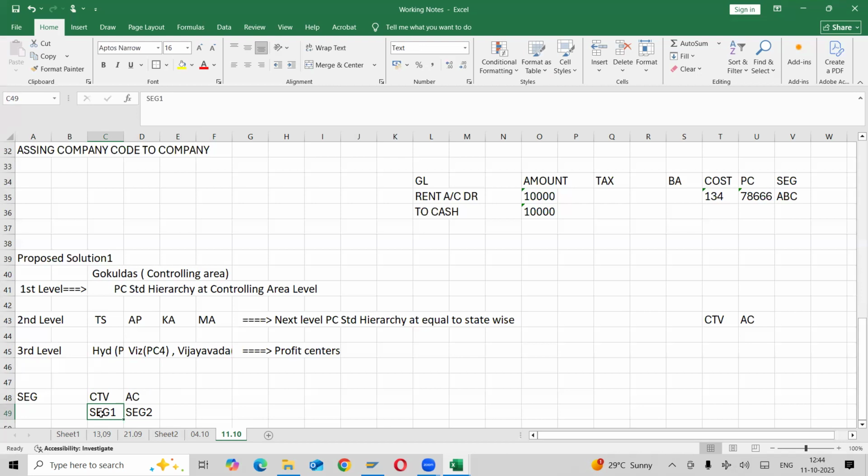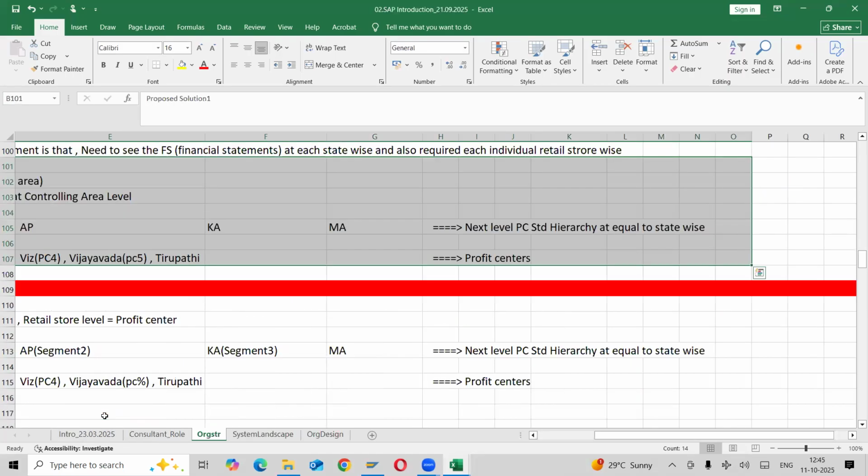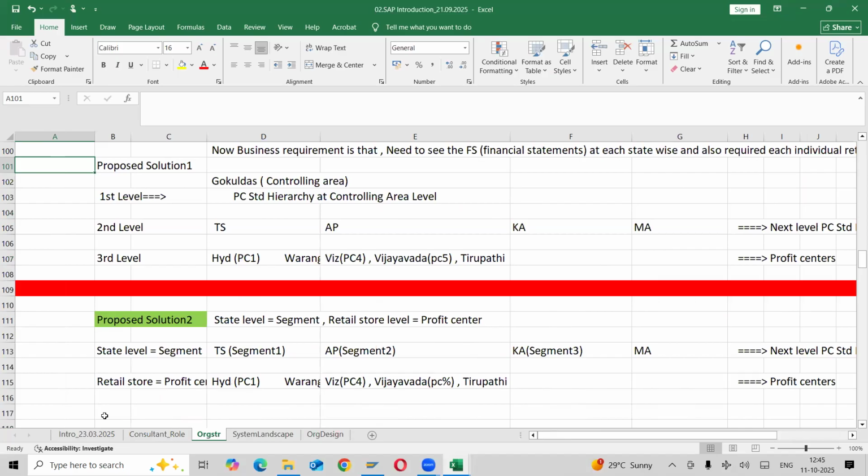So you can generate your state level report, you can generate a retail store level report, and you can generate a product wise report. Clear? So then we don't need this business area anymore. It's not required at all. If your client insists, then we can have it. That's the reason.